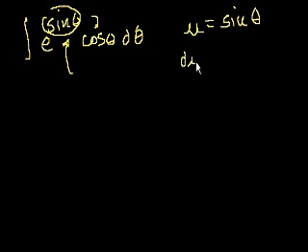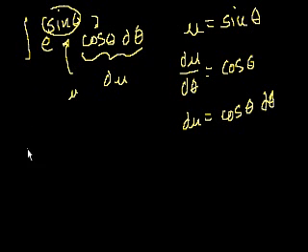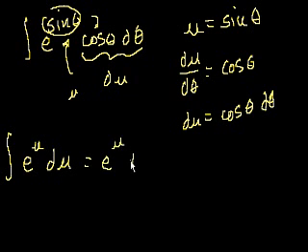And then you get du d theta is equal to cosine of theta, or du is equal to cosine of theta d theta. So this right here is du, this right here is u. Then this integral simplifies to e to the u du. And these are the most fun integrals because the integral of e to the u is just e to the u. So this is equal to e to the u plus c.